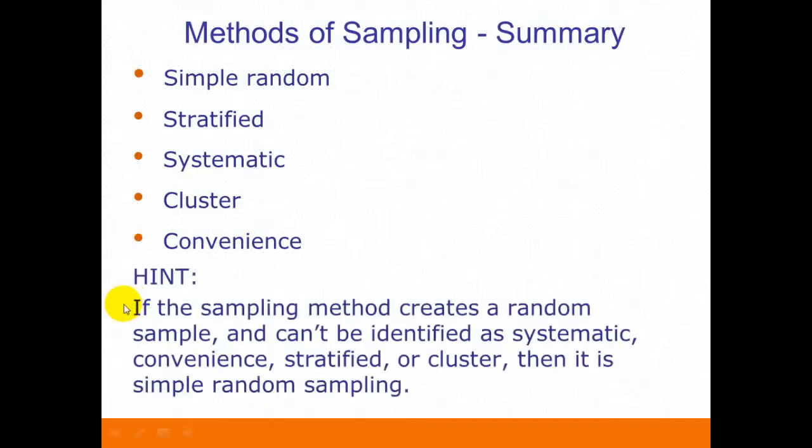If you're trying to identify whether something is a simple random sample, if the sampling method gives you a random sample and you can't identify it as systematic, convenience, stratified, or cluster, then it's simple random sampling. Again, simple random sampling means there's basically no organization to how the sample is selected.